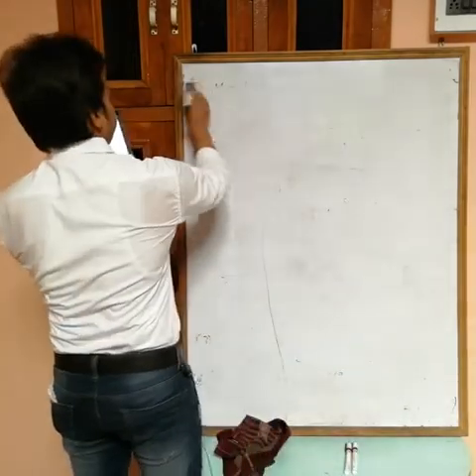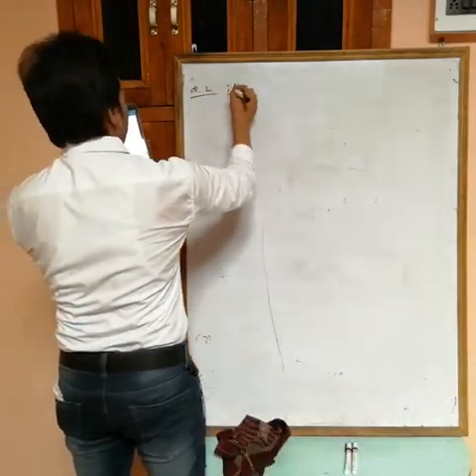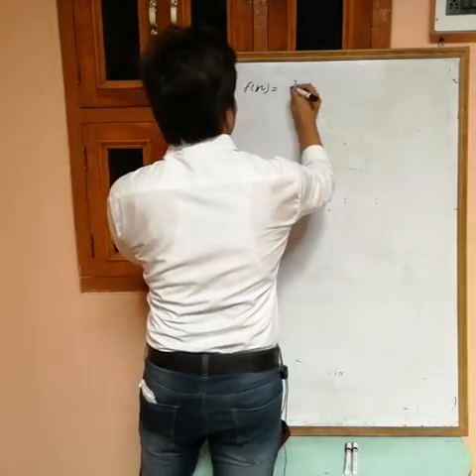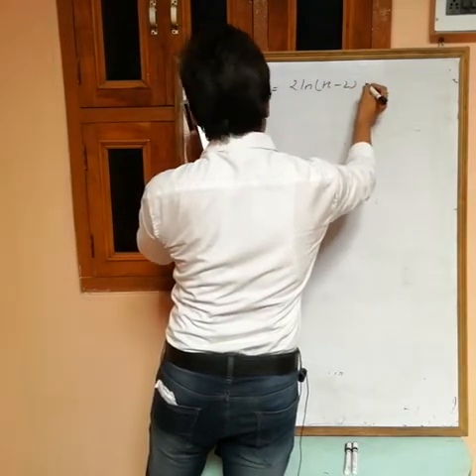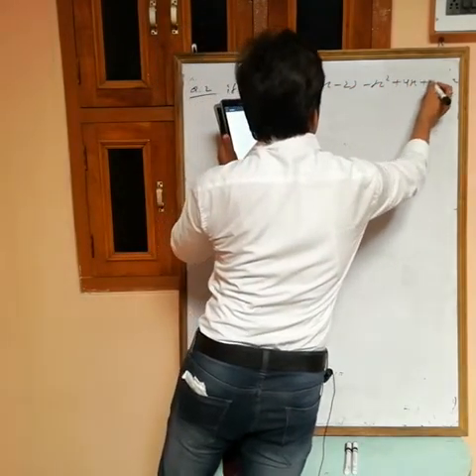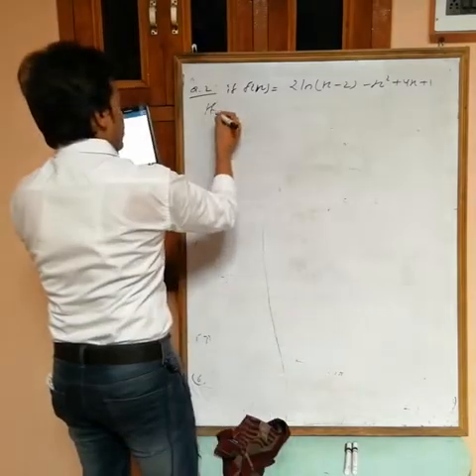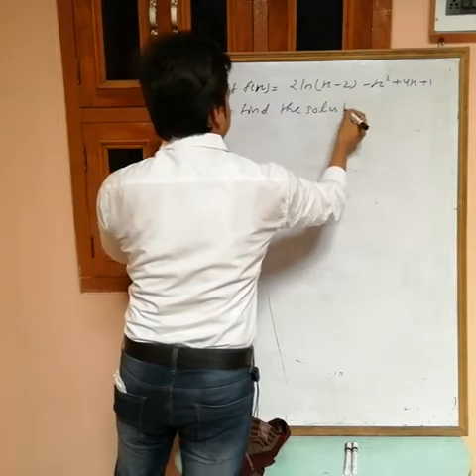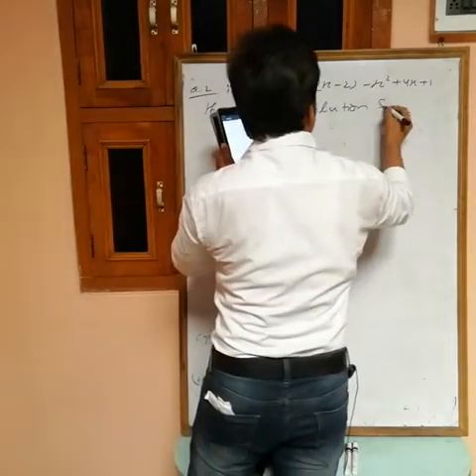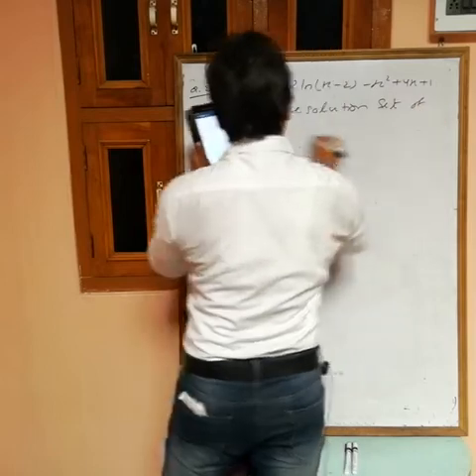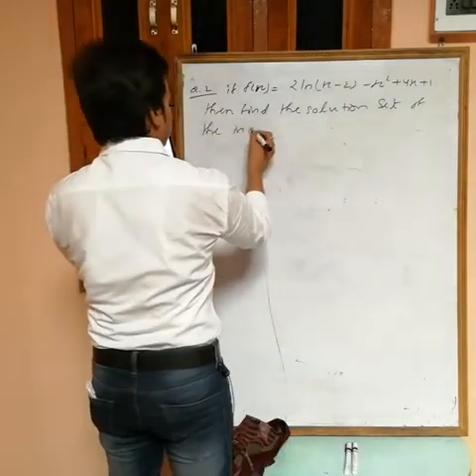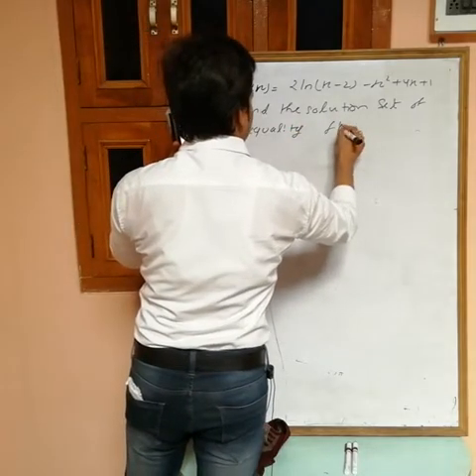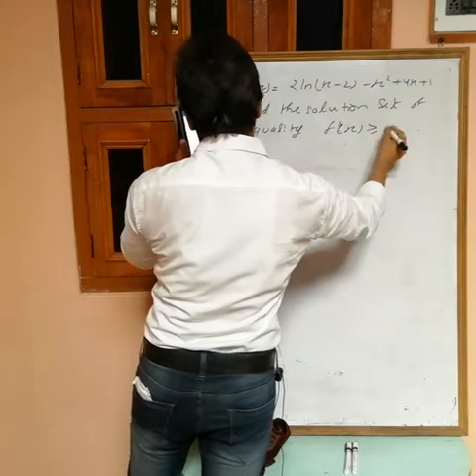Okay, next question. If f(x) is equal to 2 of ln(x minus 2) minus x square plus 4x plus 1, then find the solution set of the inequality f dash x greater than or equal to 0.